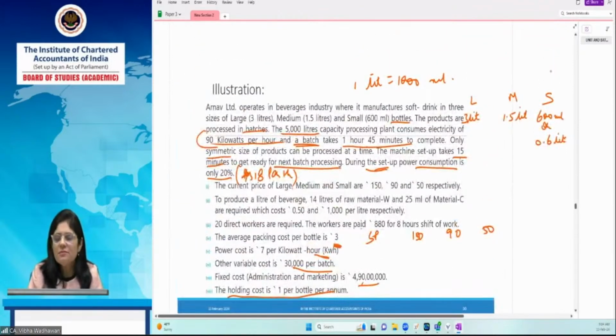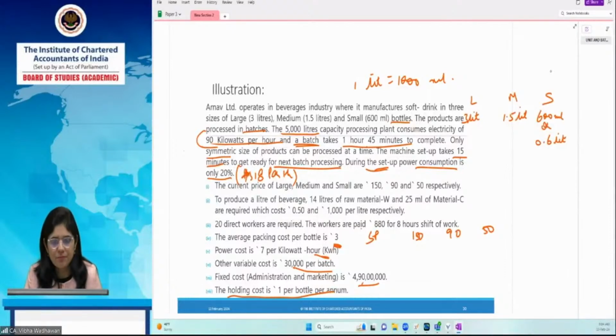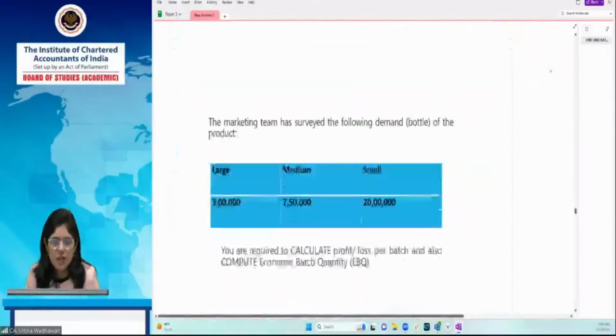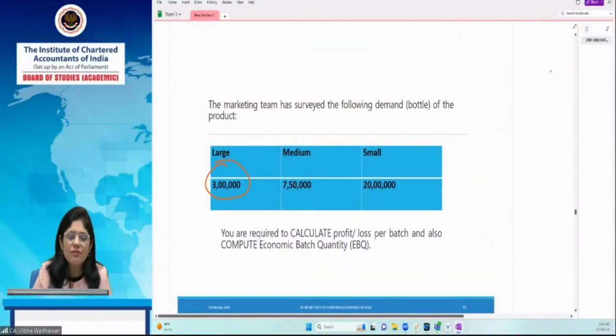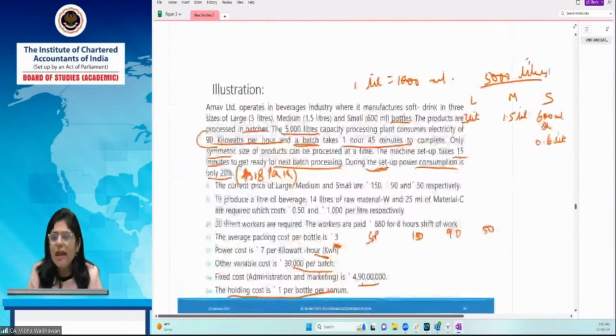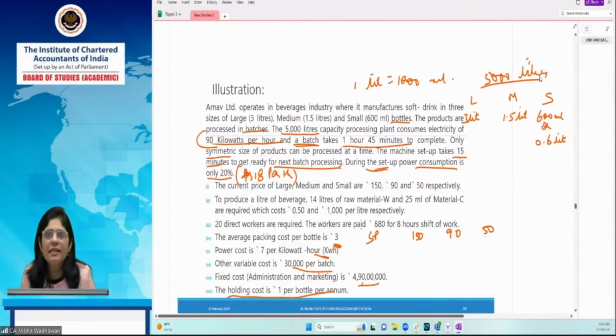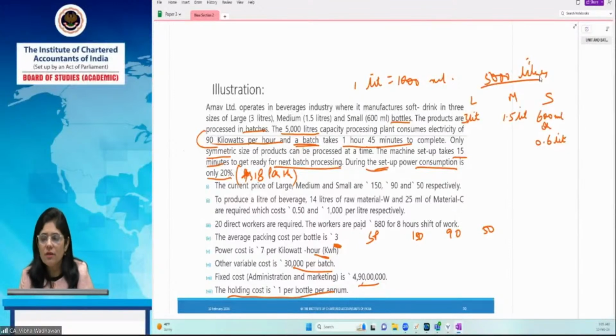So we have this many liters of bottles. Now how many batches? The capacity per batch is 5,000 liters. If we produce large bottles, we require 3 lakh bottles of large size, and at a time only 5,000 liters can be made. So basically how many bottles and how many batches would we require?